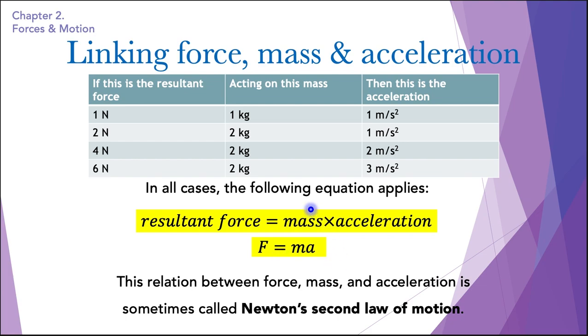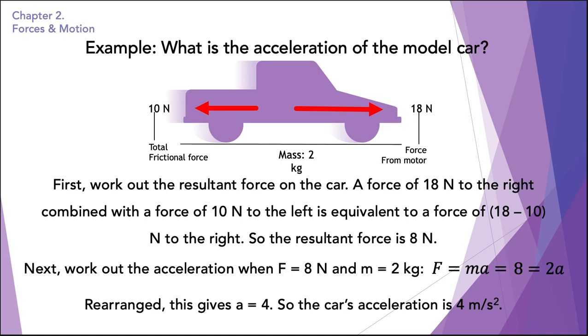We can again use the triangle method. If you want to find a, we hide the a, and what you get is force upon m. If you want to find m, we hide the m, and what we get is force upon a. So it's pretty simple. To find a, we divide force by m. So we divide 8 by 2, and what we get is 4. So the car's acceleration is 4 meters per second squared. So this is how we use this equation to find the acceleration of objects. And the resultant force equation is also used over here, as you saw. We found the resultant force of the car as well.